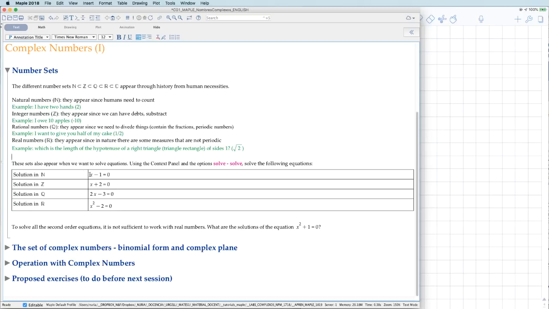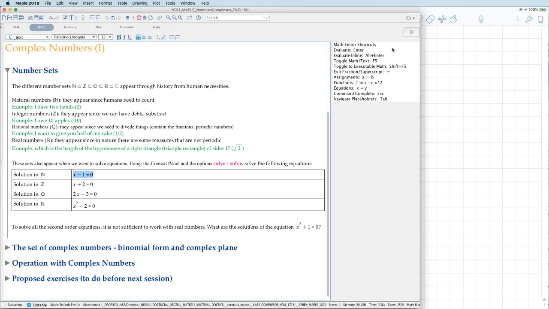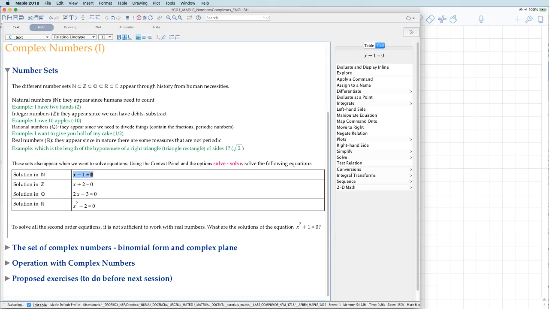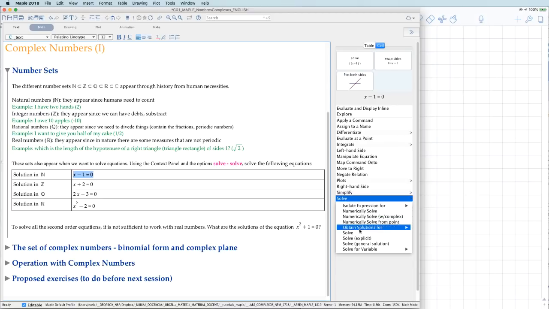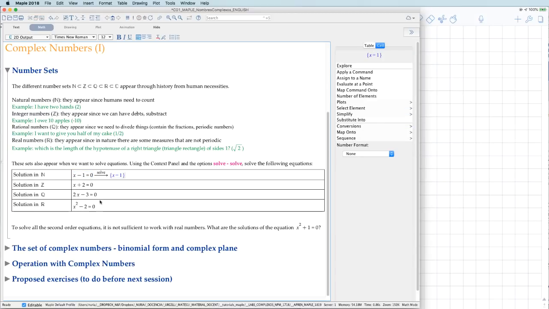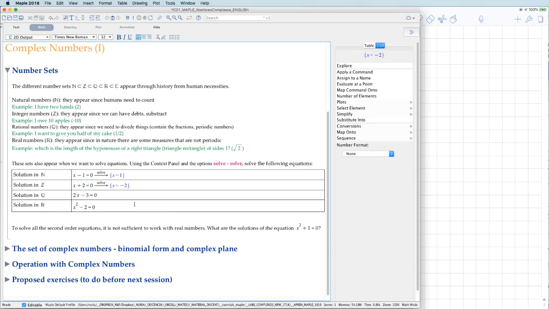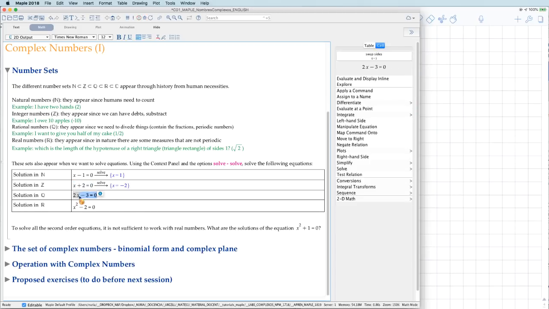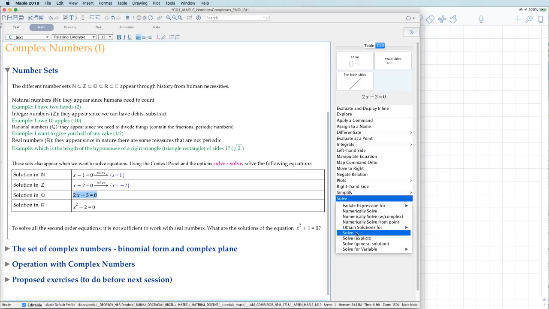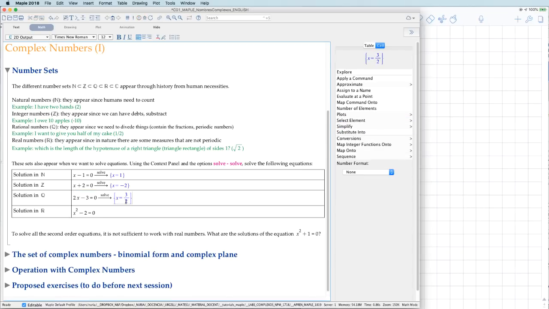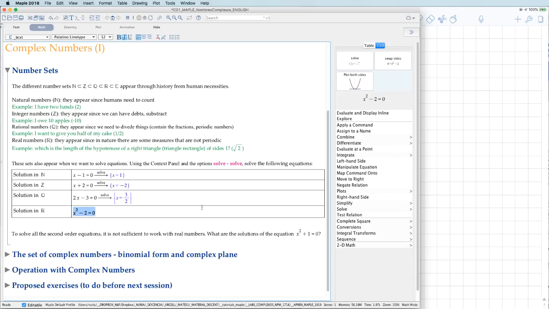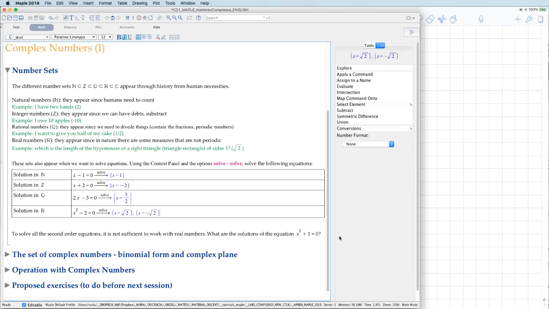We can also see this set of numbers as the solution of equations. So if we have this linear equation, we open the context panel, and when we come here we do solve. So x minus 1 has a solution, a natural number, but x plus 2 has a solution, a negative number, so it's an integer number. If we add some coefficients, we have that the solution is a fraction, so we need the rational numbers. And if we go to a quadratic expression, we need the square root of 2, which is an irrational number, so we need the real numbers.